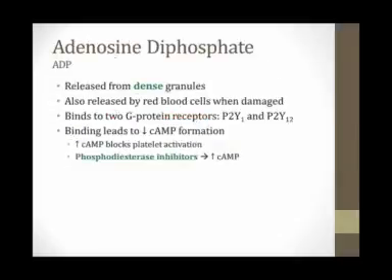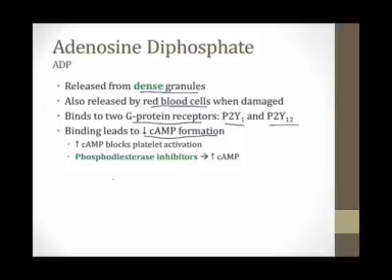You've probably heard of adenosine diphosphate. It's used to make ATP in metabolism, but it's also a powerful activator of platelets. It's stored in the dense granules, and it's released when platelets become activated. It's also released by red blood cells when they become damaged. ADP can bind to one of two G protein receptors found on platelets. One's called the P2Y1 receptor. The other is called the P2Y12 receptor. Binding of ADP to these receptors leads to a drop in cyclic AMP formation inside of platelets, and that leads to platelet activation.